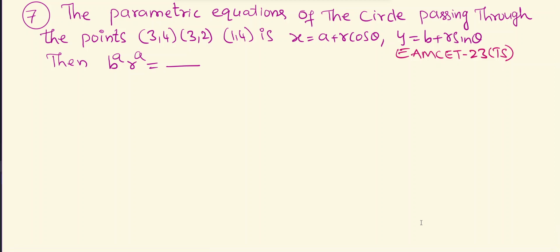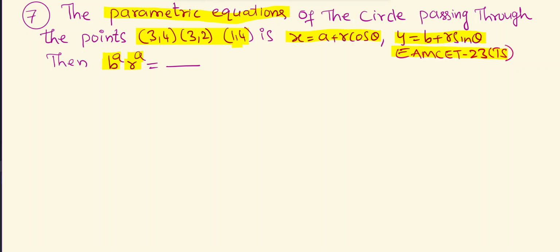This is the next question from TS EAPCET 23. Given the parametric equations of the circle passing through (3, 4), (3, 2), (1, 4) are x = a + r cos theta, y = b + r sin theta. Then b to the power a into r to the power a is equal to dash.